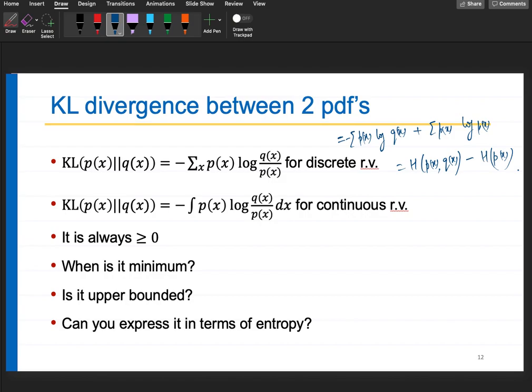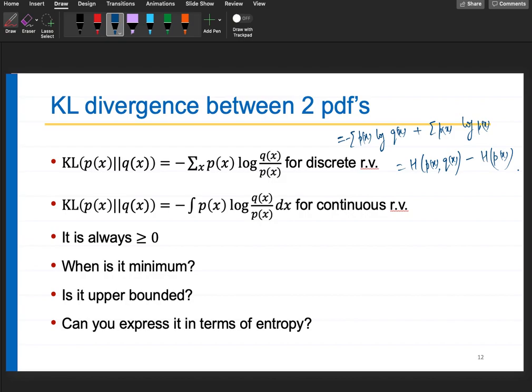Now my claim is it is also always greater than or equal to 0. Can you prove that? This term, KL divergence, is also always greater than or equal to 0. Just go to Jensen's inequality and you can solve it very easily. I think you must have done it in the past, that KL divergence is always non-negative. If you use Jensen's inequality, you can find it.